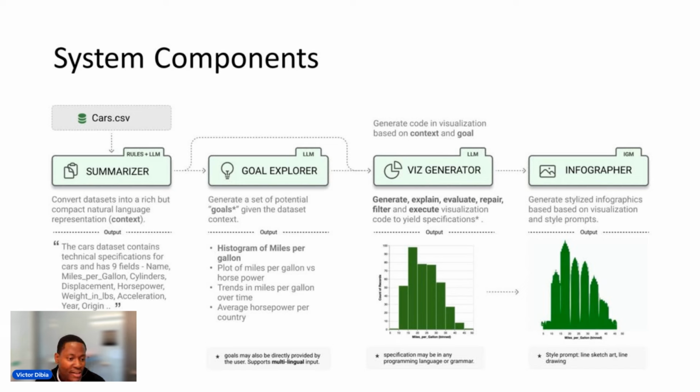Now, once we have that, we can have that as some sort of grounding context for every other activity that we ask the system to do. So for example, when we ask the system to come up with goals, essentially what we're doing is asking the LLM to take the position of a data analyst and come up with potential visualization goals that make sense for the data. And the LLM is able to do this because it can ground all of its explorations or generations on this summary that we have generated for the data.